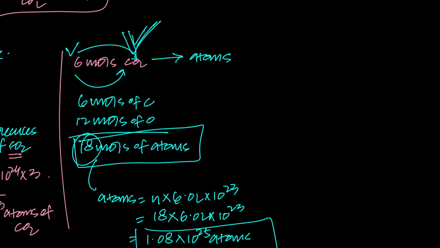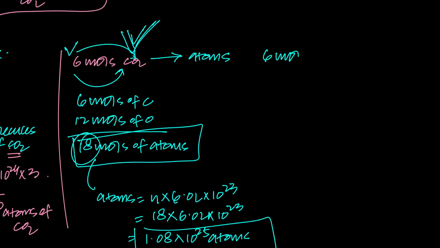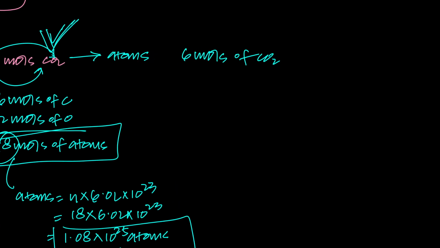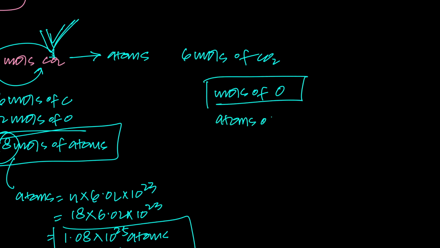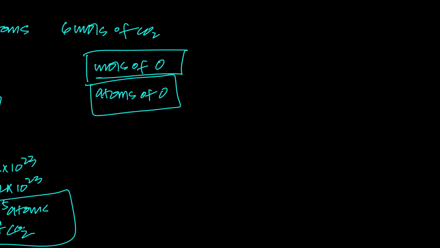What if I say you have 6 moles of carbon dioxide and I want you to calculate the atoms. First, I want you to calculate the moles of O. Look at my question. I want you to calculate the moles of O, and then the atoms of O in 6 moles of carbon dioxide. How do I calculate the moles of O? Sir, 6 times 2.